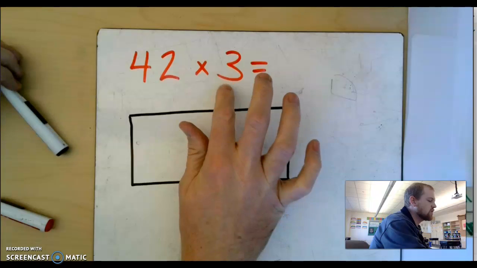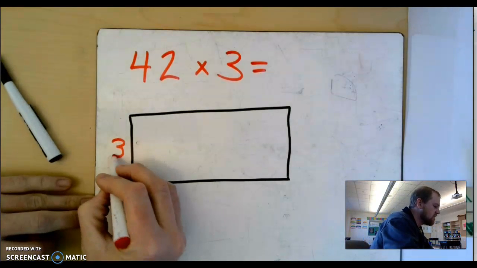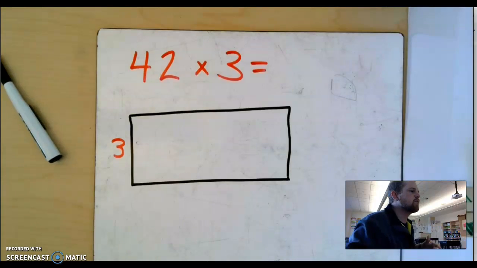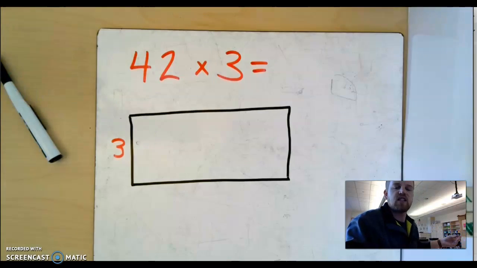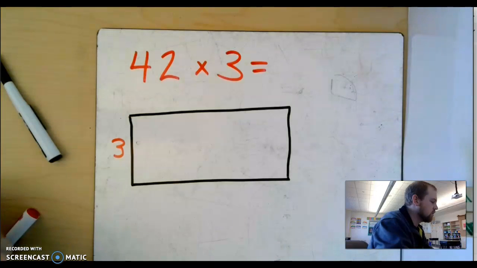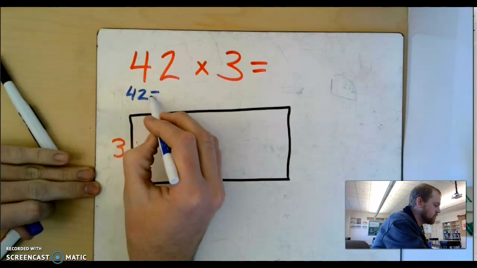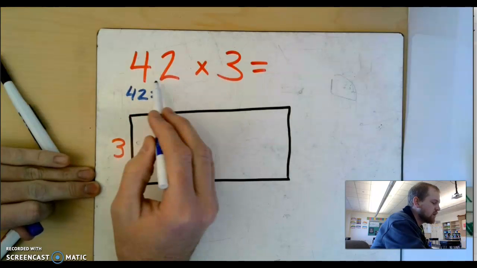So the first thing I notice is that my 3 is going to stay the same. That's my simple number. That's not what I'm going to change because I don't need to. I can keep that the same. I've practiced 3s. That's easy for me to do. This is where I need to do my breakdown now. So I'm going to take 42 and put it in expanded form. So 42 is going to equal, I'm going to break down by the place value again.